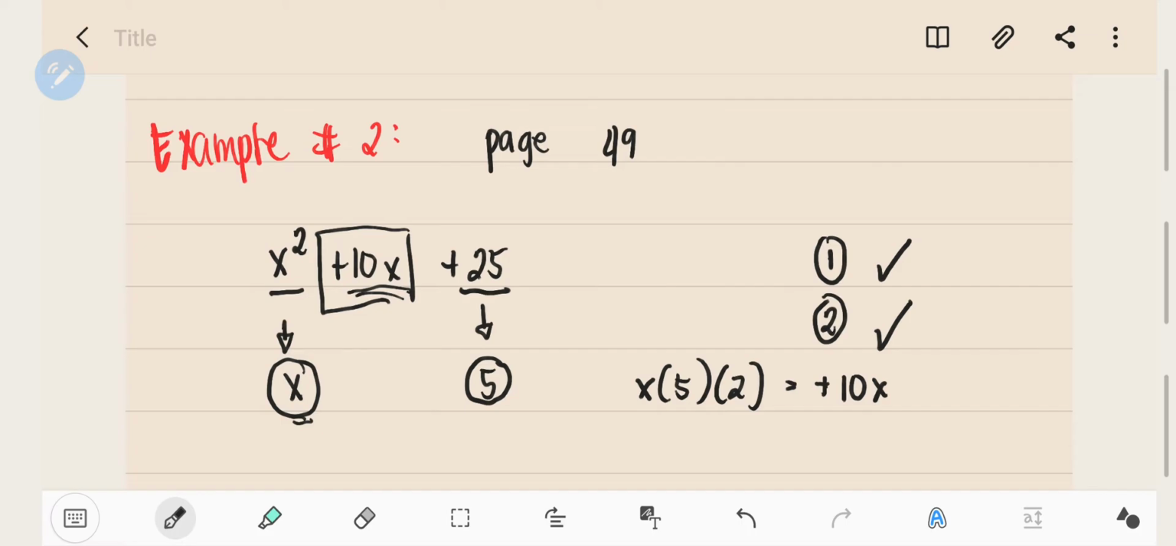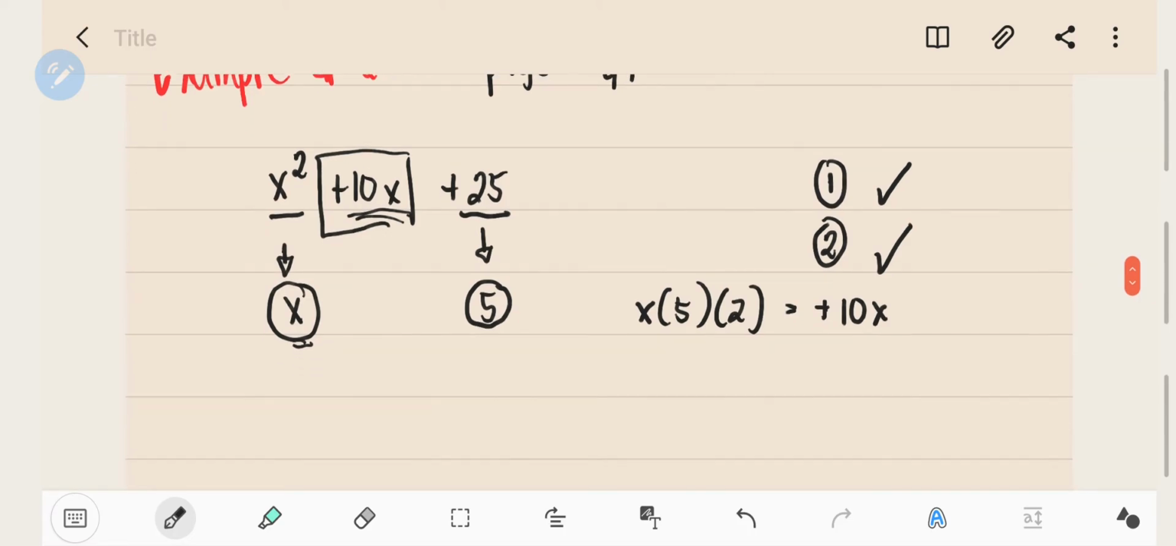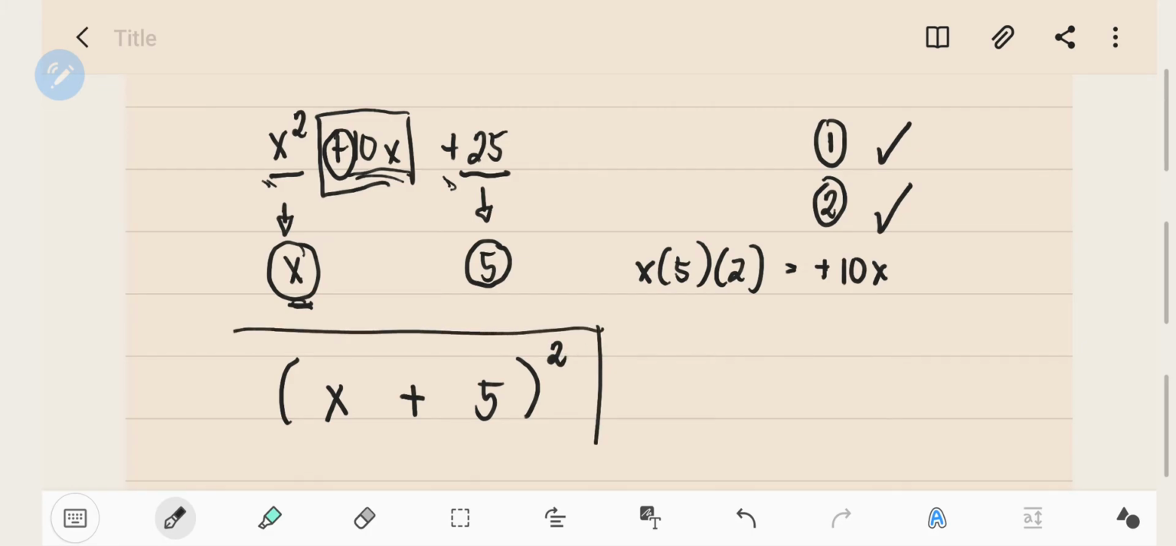And then, tsaka tayo magpo-proceed sa ating extraction or sa factoring. So, paano natin ma-factor ito? Nagawa na natin yung first step kasi kinuha na natin yung square root ng first term at saka ng last term. So, pagkakuha natin ng square root na yan, proceed na tayo sa step 2. Mag-o-open na lang kayo ng bracket. Sulat niyo yung x at saka yung 5. And then, copy nyo lang yung sign ng middle term which is positive. And then, you put a square sign, a square exponent on the outside.